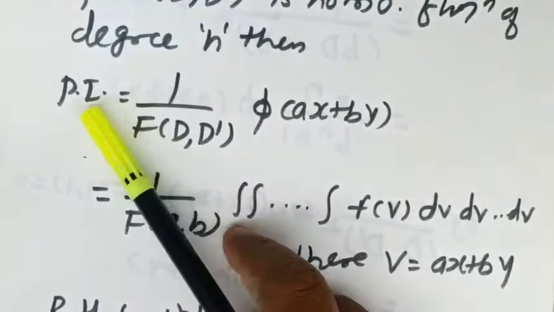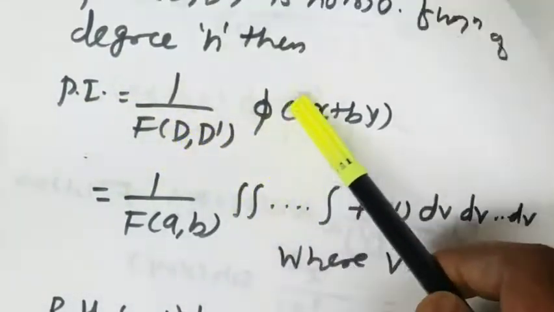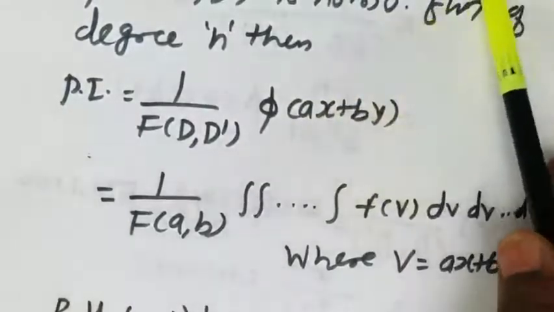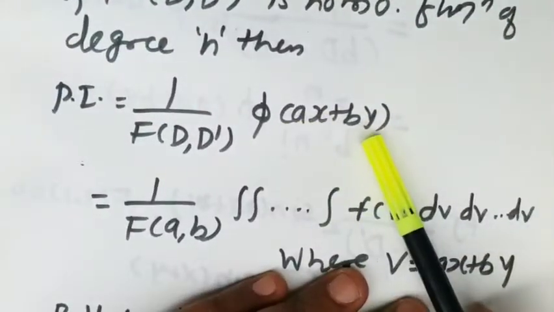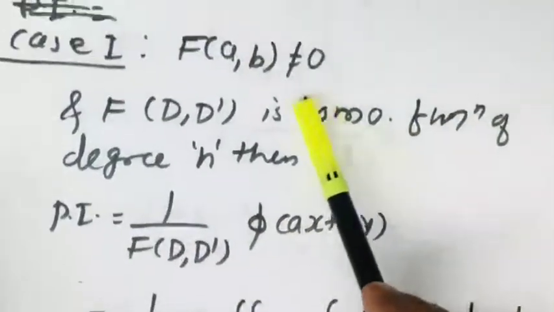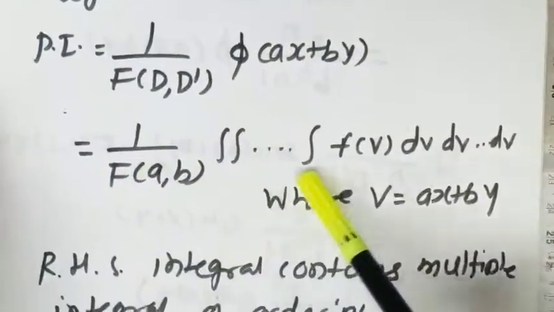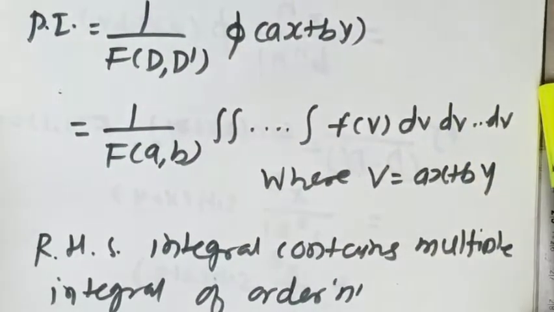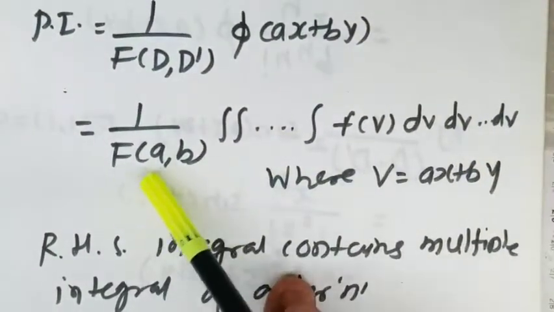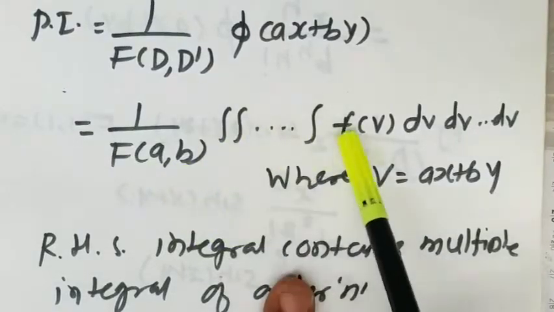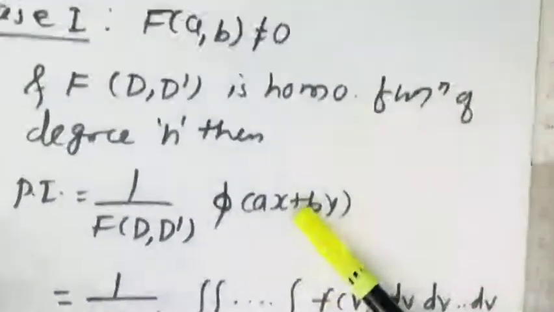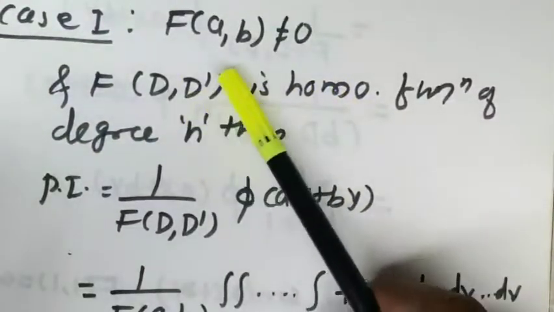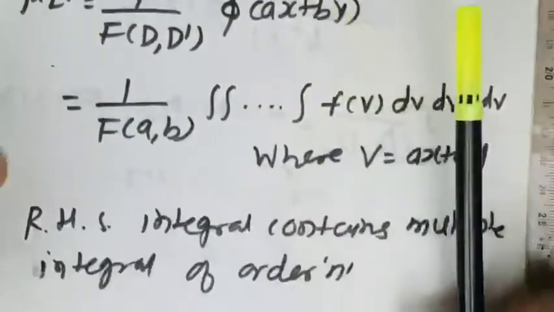So the particular integral formula definition is 1 upon f of d comma d dash acting on whatever function you are having, and we have considered functions of the type phi of ax plus by. Fine. So for a phi of ax plus by type function, if your f of a comma b is not equal to 0, then you can use this formula for determining the particular integral. With f of a comma b non-zero, this integration is n times. The right hand side is the multiple integral of order n, because we have considered a differential equation of order n, so it will be n times integral.